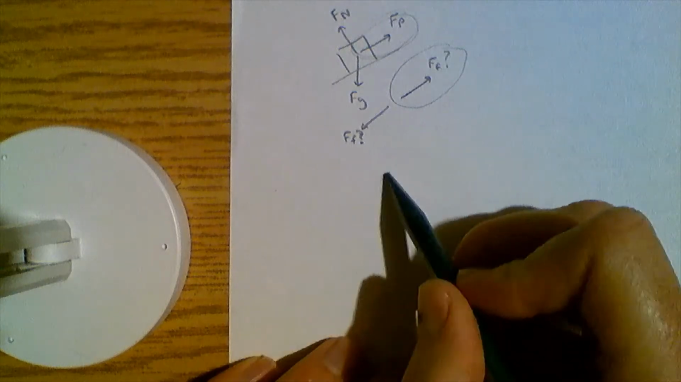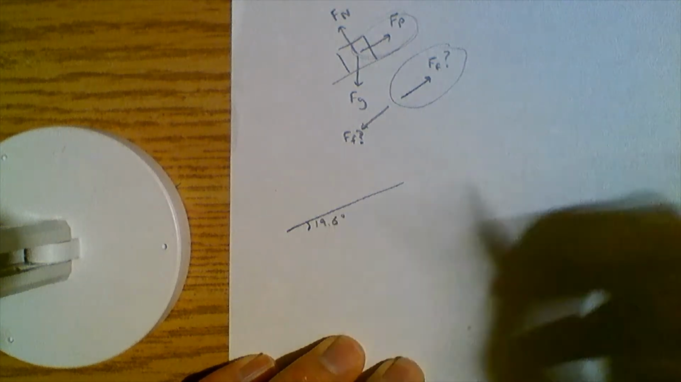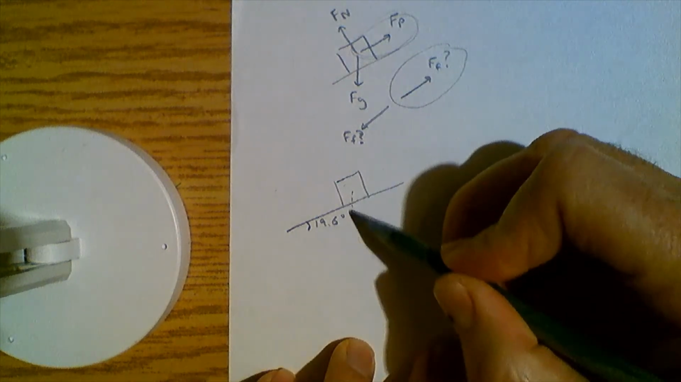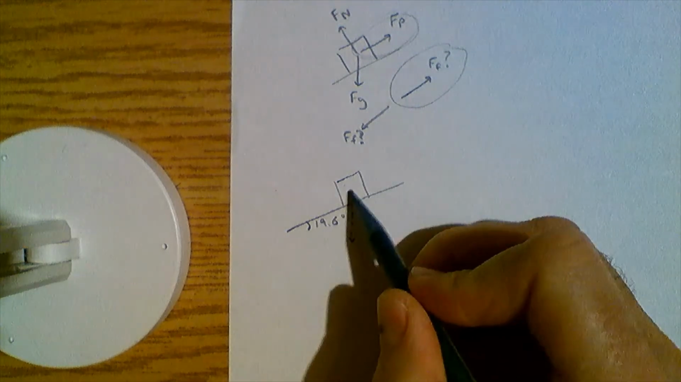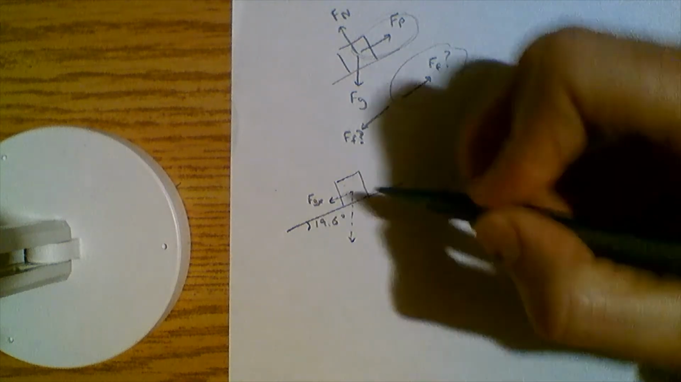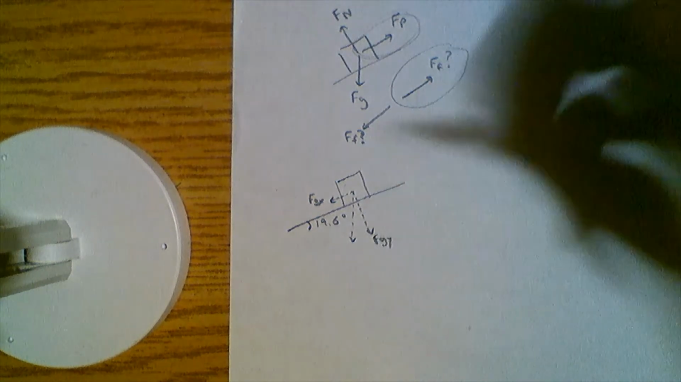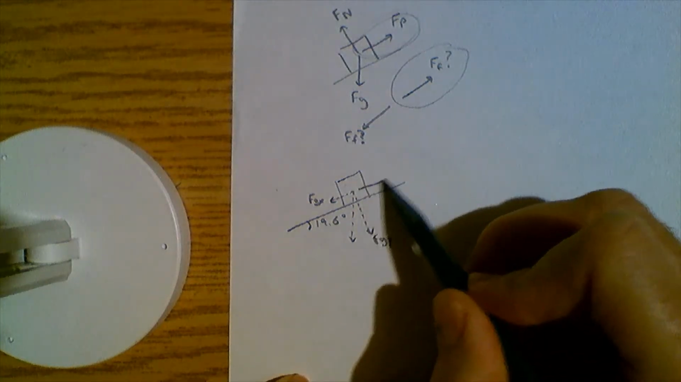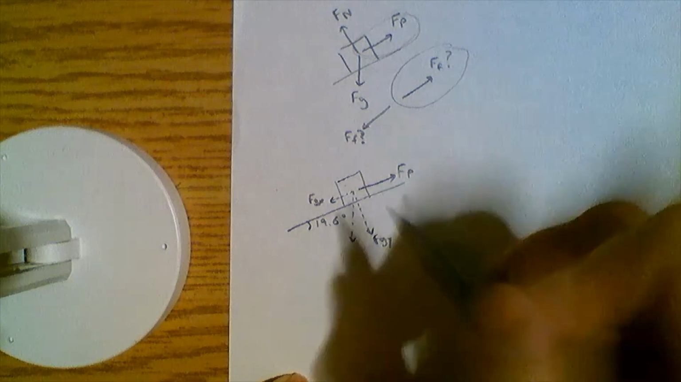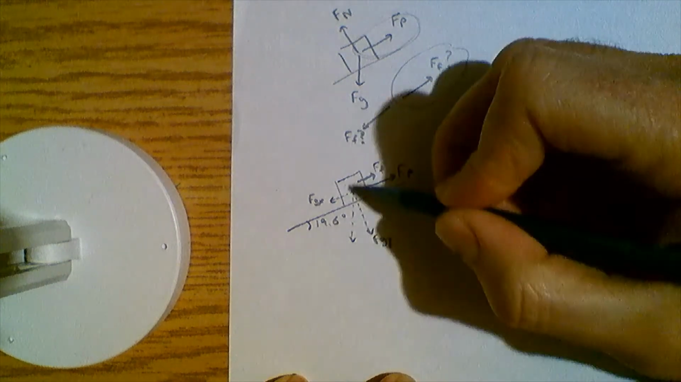On an angle, we have our angle of 19.6 degrees. We have the mass. We have gravity pulling downwards, which has a component this way on the ramp, Fgx, and it has a component this way, Fgy. We have the push force pushing upwards on the ramp, parallel to the ramp. We have friction also pushing upwards. And we have the normal force.